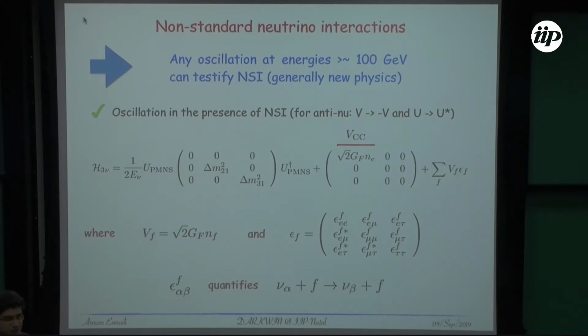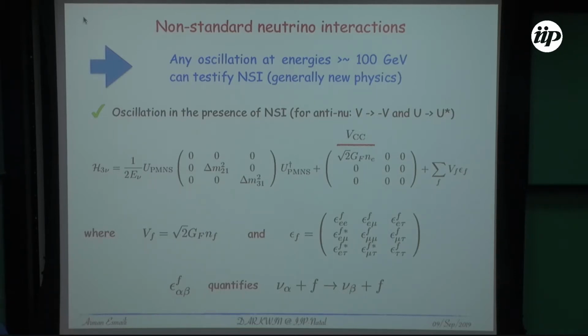Phenomenologically, it assumes that there are new potentials. It means that at the quantum field theory level, there are some non-standard contributions to this scattering, from nu alpha to any fermion f, which can be u, d, or electron, for example, and nu beta. So you can even have flavor-changing non-standard neutrino interaction.